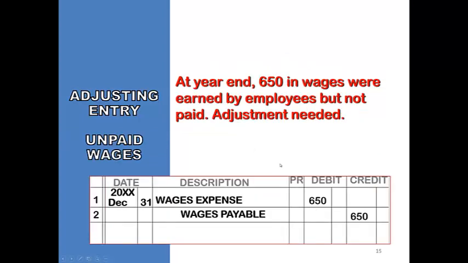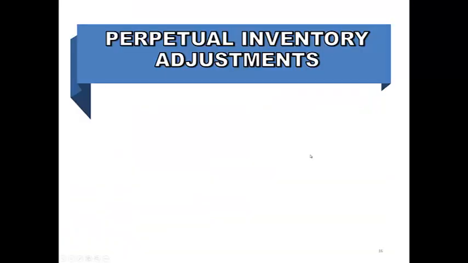And then the last adjusting entry we'll look at is for wages. At year end, $650 in wages were earned by employees but not paid. So we're going to debit wages expense for the $650 that was earned but not paid. And then we're going to show that we owe those wages with a credit to wages payable for $650.